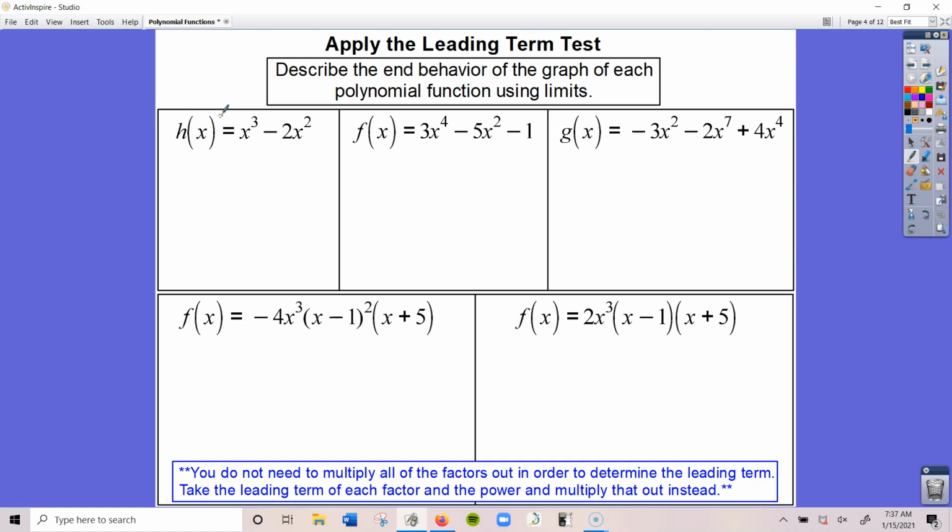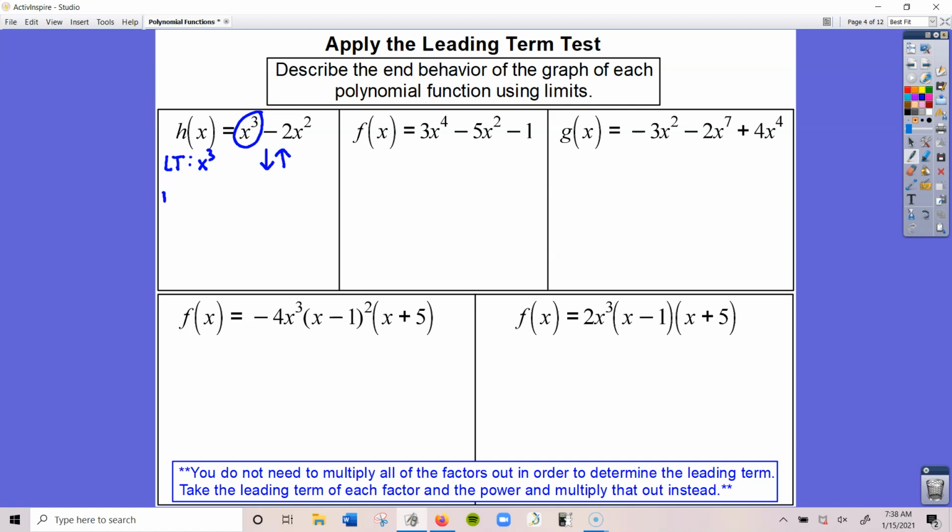Here we have h of x is equal to x to the third minus 2x squared. First, I would determine my leading term, which I'm just going to use LT to represent, which we see here is the one with the highest exponent, so x to the third. This has a positive coefficient, meaning the right side is going to go up. And because the exponent is odd, that means the left side is going to go in the opposite direction, so down. So what I do is I kind of draw arrows, one for the left and one for the right, so that way it helps me to write out those limit statements.